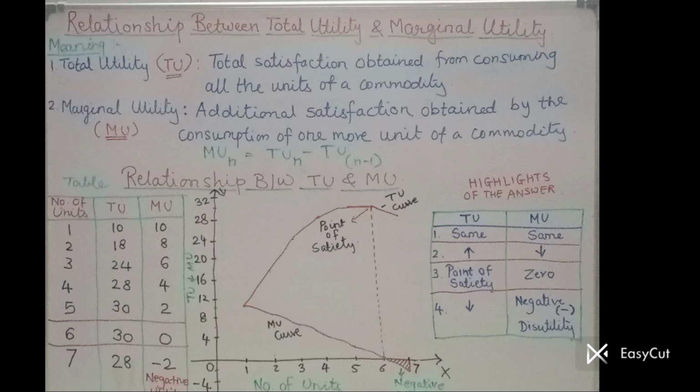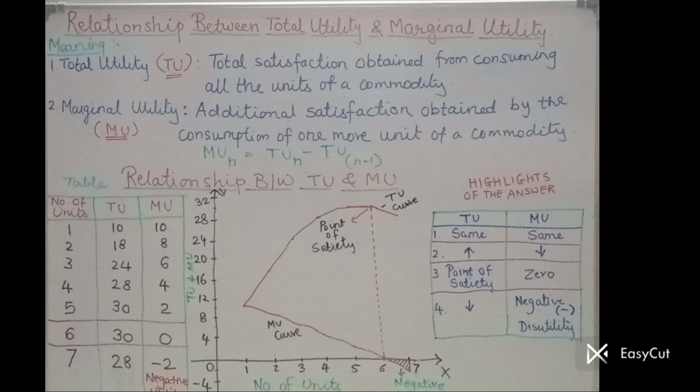As we proceed with the consumption, with the second unit of consumption, our TU will increase, because when we had only one unit it was 10. Now as we consume the second unit, our TU, let us assume, became 18. So from 10 it becomes 18. That means addition of 8 units in the total utility. So what is this addition? This addition is nothing but we call it marginal utility. That's why in the MU column we have written 8.